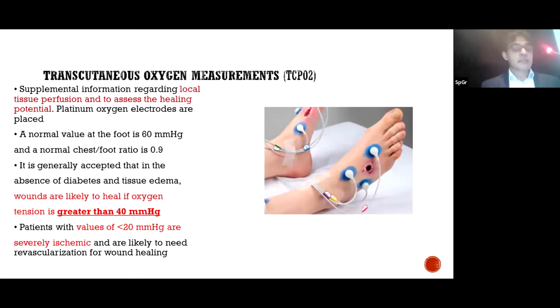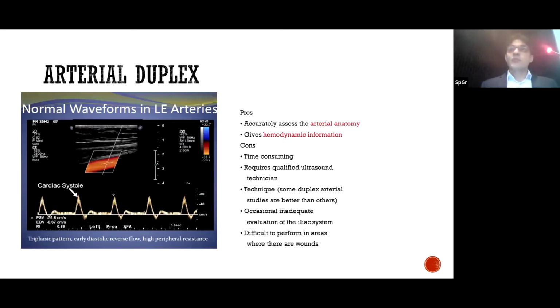TcPO2 is a great test. It gives us supplemental information about local tissue perfusion. A value greater than 40 is favorable for wound healing. I'm not sure whether you have this here or not, but this is something fairly commonly used in the US. Moving on to the imaging part, arterial ultrasound is the mainstay of non-invasive imaging.